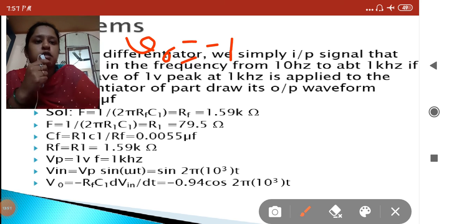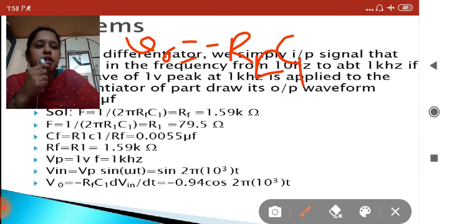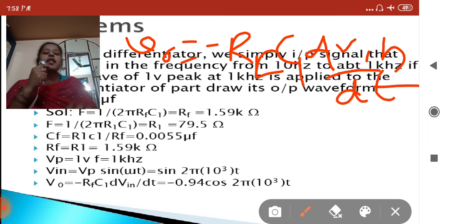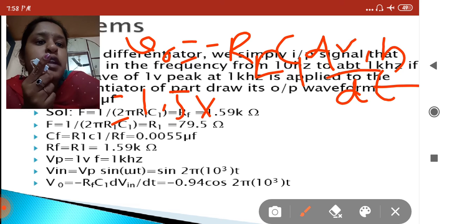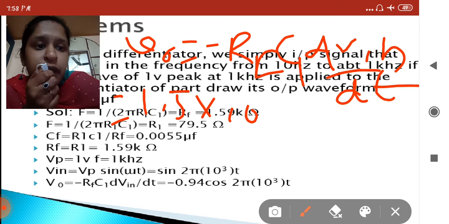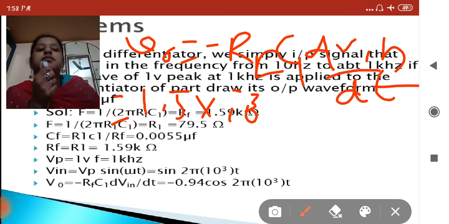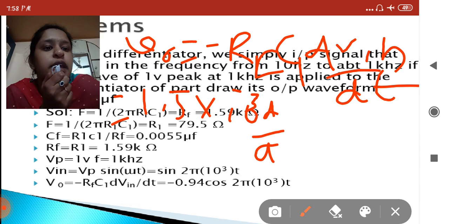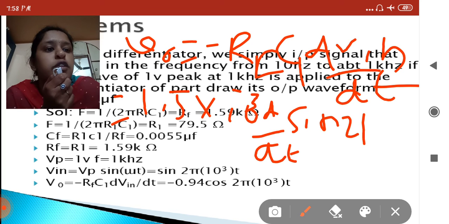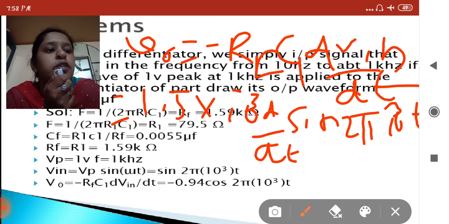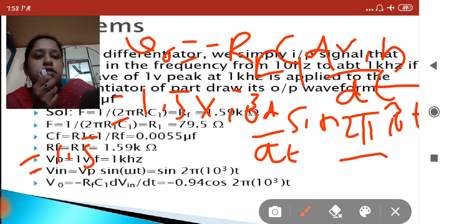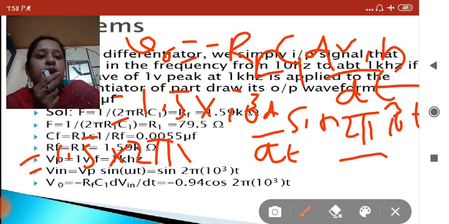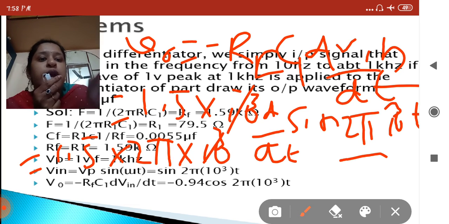Vo equals minus RF C1 into dVin by dt. RF C1 is 1.5 into 10 raised to minus 6, 1 microfarad, and plus 3 is minus 3. d by dt of sin 2 pi 10 raised to 3 into t: this 2 pi comes out, 1.5 into 2 pi into 10 raised to plus 3. This plus 3 and minus 3 cancel.